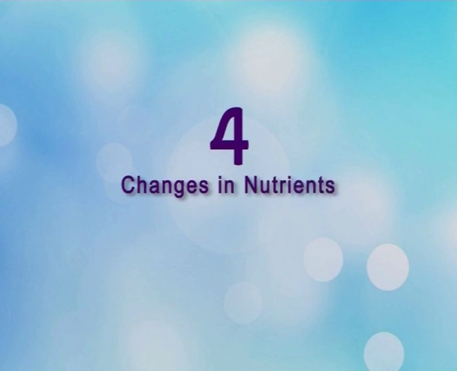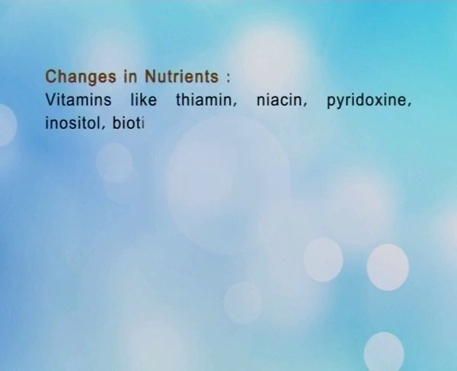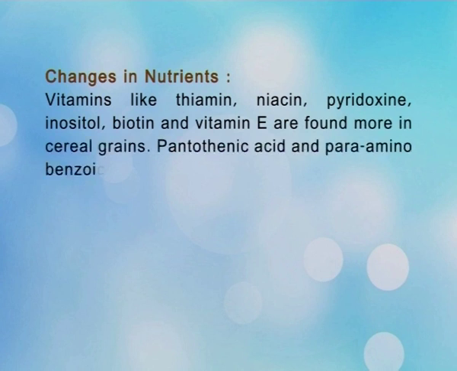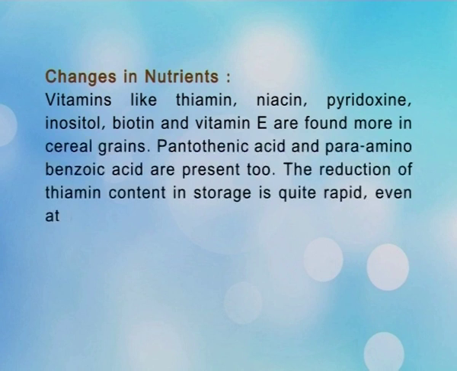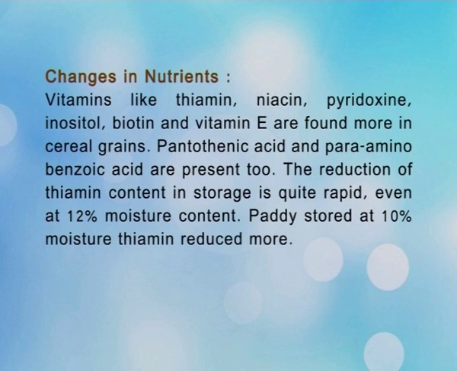Next, number 4, changes in nutrients. Vitamins like thiamine, niacin, pyridoxine, inositol, biotin, and vitamin E are found more in cereal grains. Pantothenic acid and para-aminobenzoic acid are present too. The reduction of thiamine content in storage is quite rapid, even at 12% moisture content. In paddy stored at 10% moisture, thiamine reduced more.